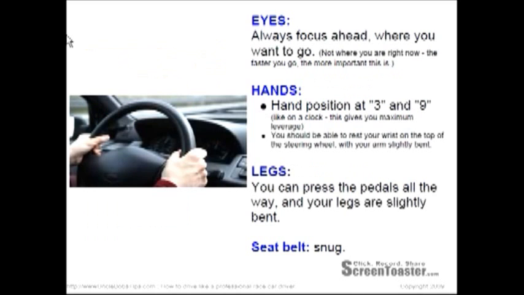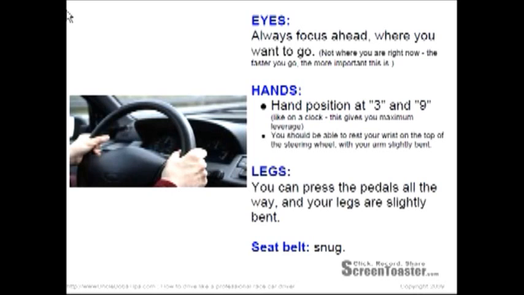Here we go. Where should your eyes be? Your eyes should always focus ahead where you want to go, not where you are now, because the faster you go, the more important this is going to be. If you're looking at where you are and your speed increases, it's too much information for your body, for your mind to absorb.